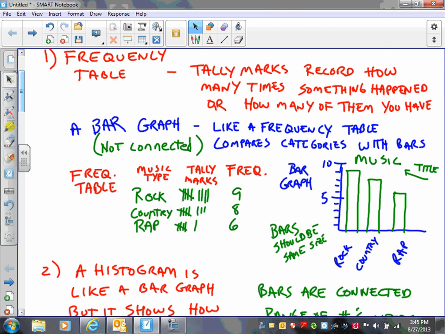So if I have a frequency table right here of music types, you've got your categories, your tally marks, and your frequencies. Then we make a bar graph. You have to have a numerical scale on the left side. You have your categories on the bottom. You have to have a title. The bars should be the same size, and then you make each bar the height that matches up with its respective number.